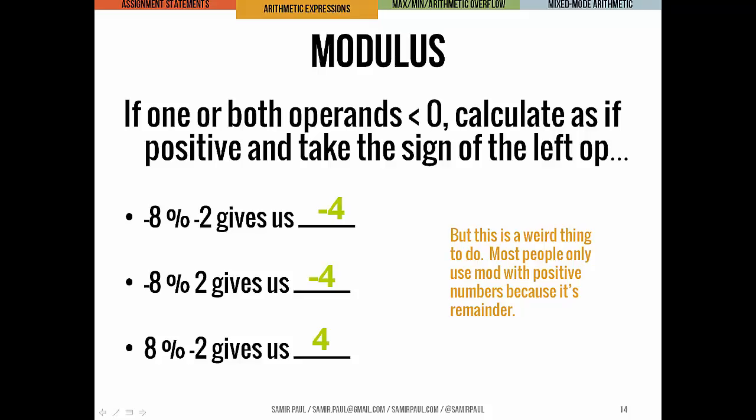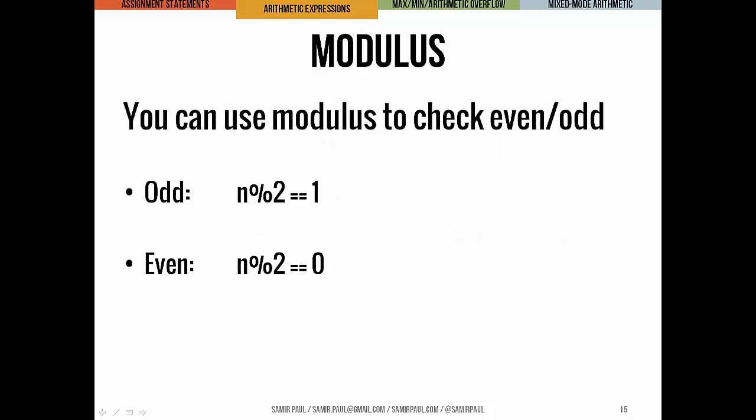But, you know, this is a weird thing to do. This is a pretty nitty-gritty detail of the way modulus works. I can't remember the last time I've actually used modulus with negative numbers. Most people only use it with positive numbers because it's the remainder, and that's when it makes sense.